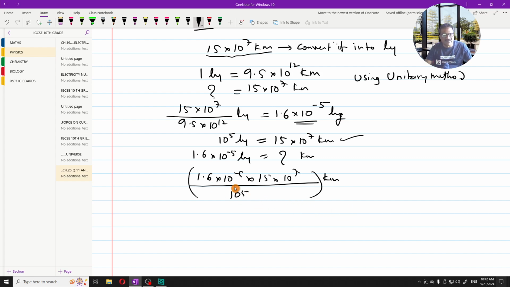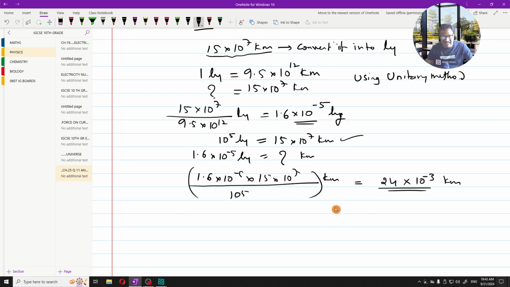Now this should work out to now 10 raised to minus 5 and 10 raised to 7 will be how much, you know? It will be 10 raised to 2, and 10 raised to 2 upon 10 raised to 5 will be 10 raised to minus 3. So all these 10 powers you can simplify to 10 raised to minus 3, and you are left with 1.6 into 15, and 1.6 into 15 works out to 24. So this many kilometer is the answer. This will be the distance between the sun and the earth. Okay, the converted answer. Okay, not the actual one, converted one according to the scale.